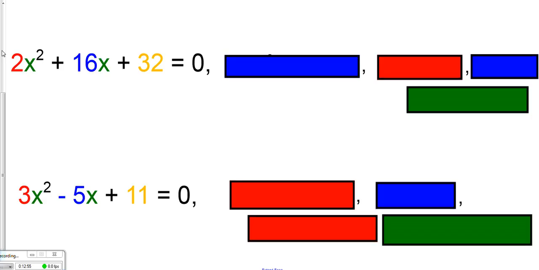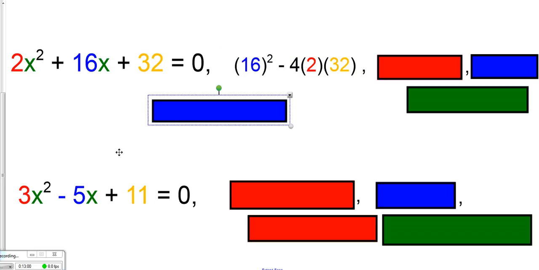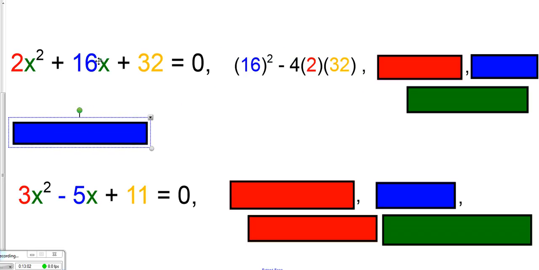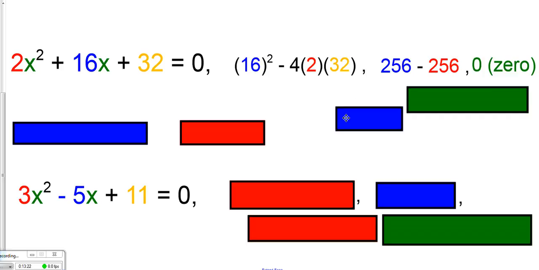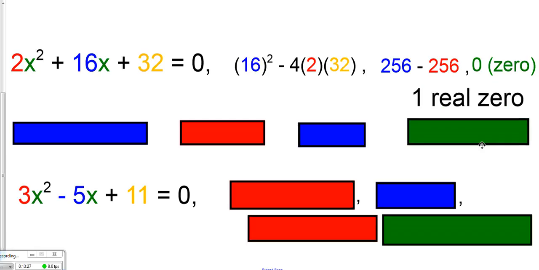Let's check for this one. 2, 16, and 32. I'm going to move these down to separate things. b squared, 16 squared, minus 4 times a times c. 4 times 2 times 32. These ones are going to be big numbers. 16 squared is 256. 4 times 2 is 8. 8 times 32 is 256. 256 minus 256 is 0. So there's one real zero, right? The parabola will come and touch the x-intercept at one spot.